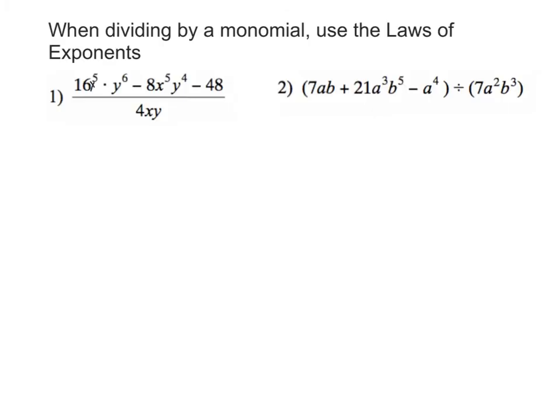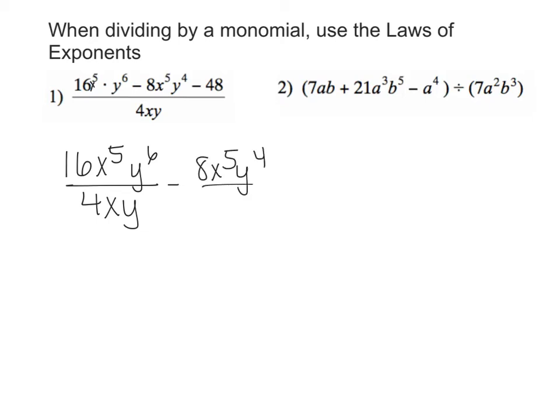Okay, when you have a monomial, it means you only have one term. You want to separate every single term in the numerator and divide it individually by whatever you have in the denominator. This is supposed to be a 16x to the 5th, just FYI. So I have 16x to the 5th y to the 6th divided by 4xy, minus 8x to the 5th y to the 4th over 4xy, and then minus 48 over 4xy.